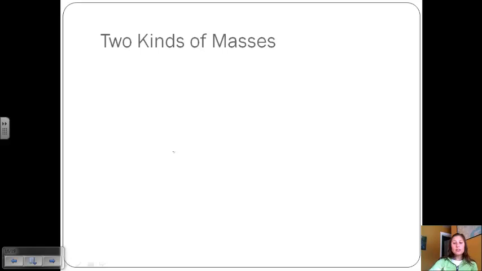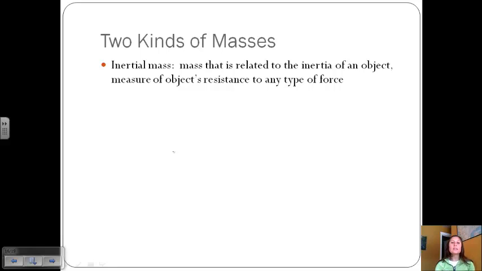Okay, when we talk about gravitational field, we've talked about how the mass of one object affects the gravitational field on another object. And there are also two kinds of masses. The first type of mass is an inertial mass. This is the mass that's related to the inertia of an object. And remember, inertia is an object's resistance to change or resistance to any type of force.